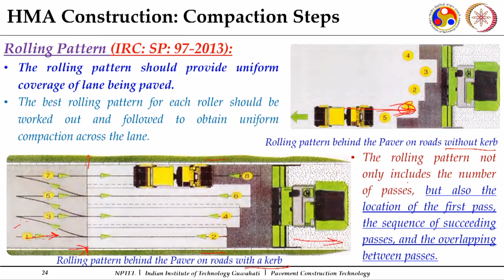The rolling pattern not only includes the number of passes. So, this always is to be worked out with the help of the construction of some trial stretches, and then we follow those patterns on the actual construction. But also the location of the first pass, the sequence of the succeeding passes and the overlapping between the passes. So, this compaction exercise is again an art to achieve a good uniform density throughout the width of it.